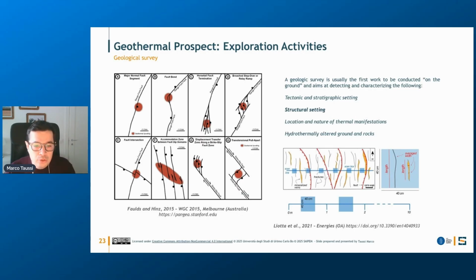The structural nature is another of those characteristics that we can identify during the geological survey phase. Therefore, the presence of faults, their typology, how many families of discontinuities are encountered and what the relationships are between them, and if we have intersections between different structures that can favor the ascent of fluids.